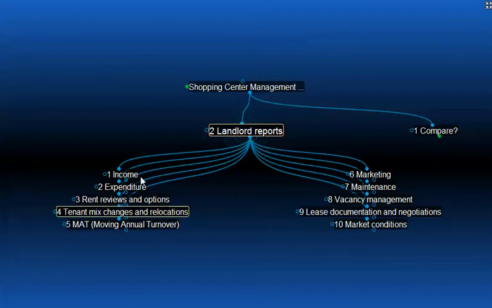It should also be said that the income and the expenditure here should be referenced to a budget within the property. So it's not just a matter of saying the income is doing one thing and the expenditure is doing another. They should be compared to the budget for the property so that the landlord knows how they're tracking to the budget, which would have been established as part of the business plan.